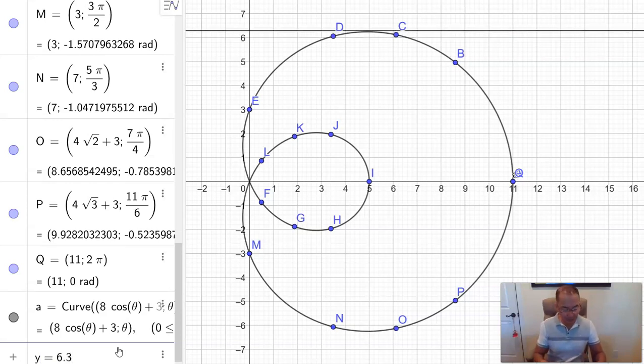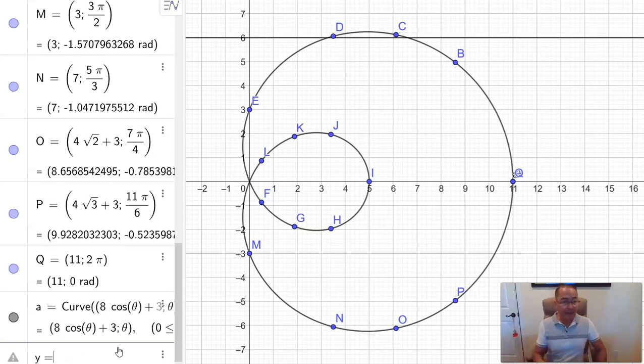Maybe somewhere in between. So let's try 2.8. Yeah, that looks almost perfect. But of course, that's not scientific. That is just a guess. In the same way, there's another line here, a vertical line, x equals 5, which looks like it should be tangent to the point I.